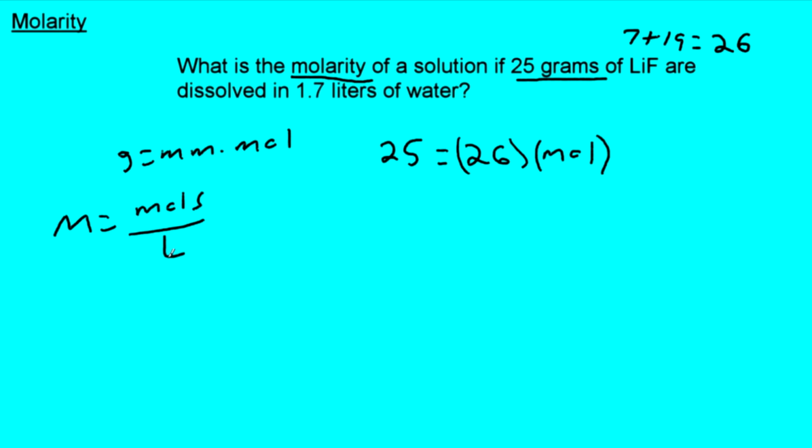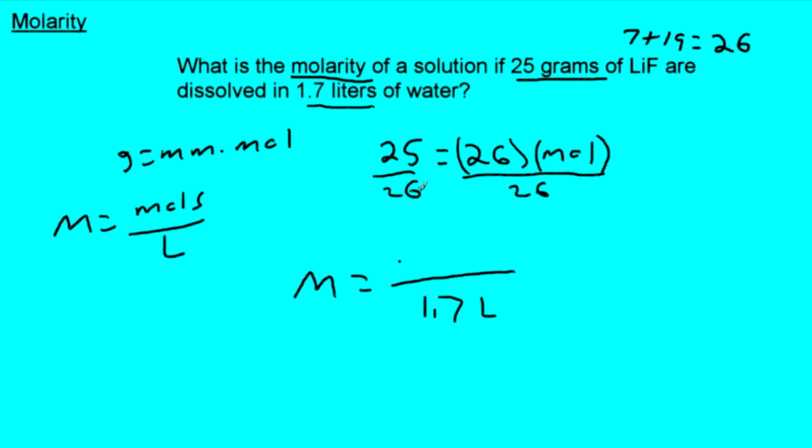But let's see what we got down here. We're trying to calculate molarity. Moles. Oh, look, we're going to get moles from here. Liters. There's liters. 1.7. Let's calculate moles. Let's divide both of these by 26. 25 divided by 26. Let's make it 0.96. And we're going to plug that in here.